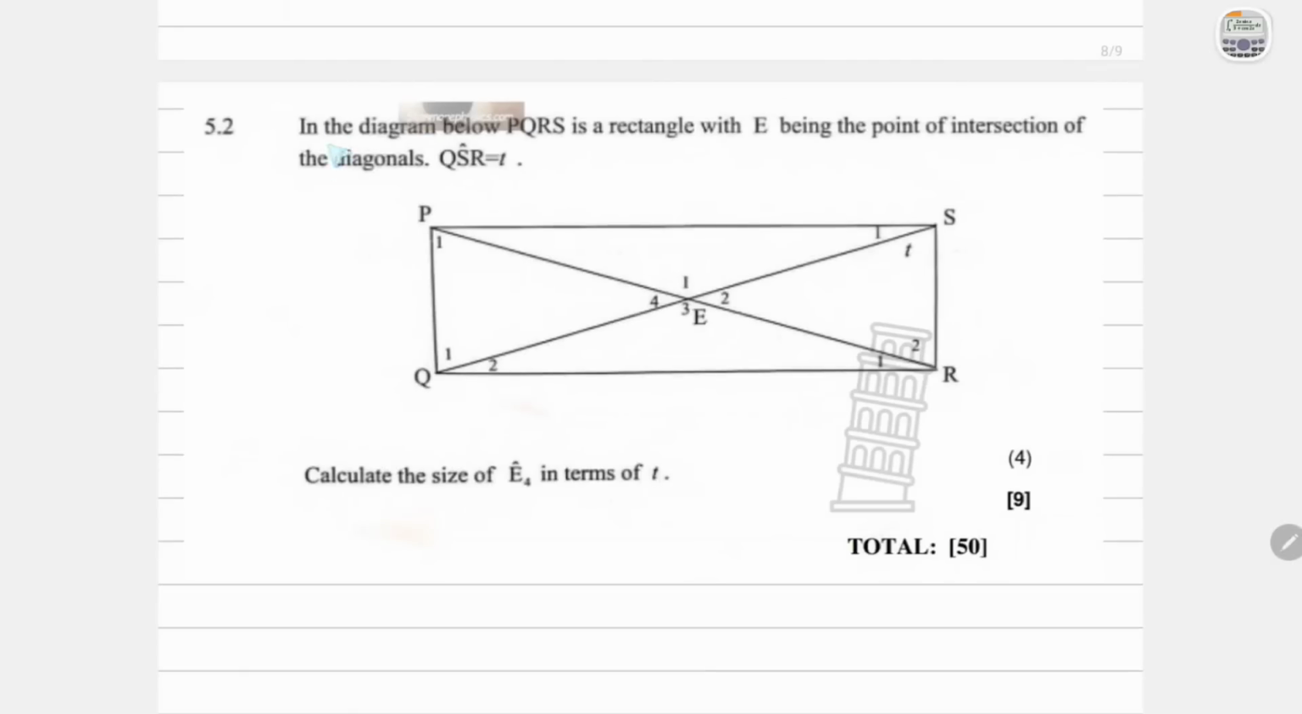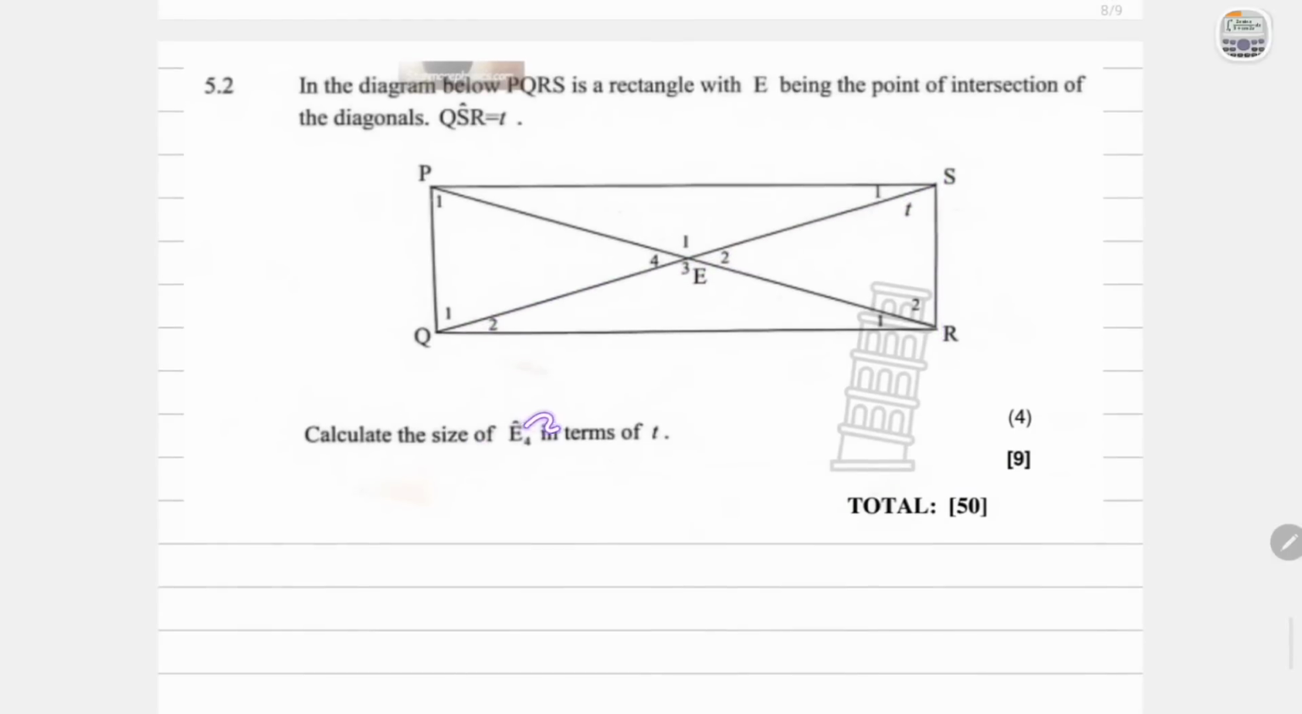And now we're on 5.2, and 5.2 says, in the diagram below, PQRS is a rectangle with E being the point of intersection between the diagonals. And then they tell us that angle QSR is equal to T. The question is to calculate the size of angle E4 in terms of T. So find angle E4 and it should relate to T.